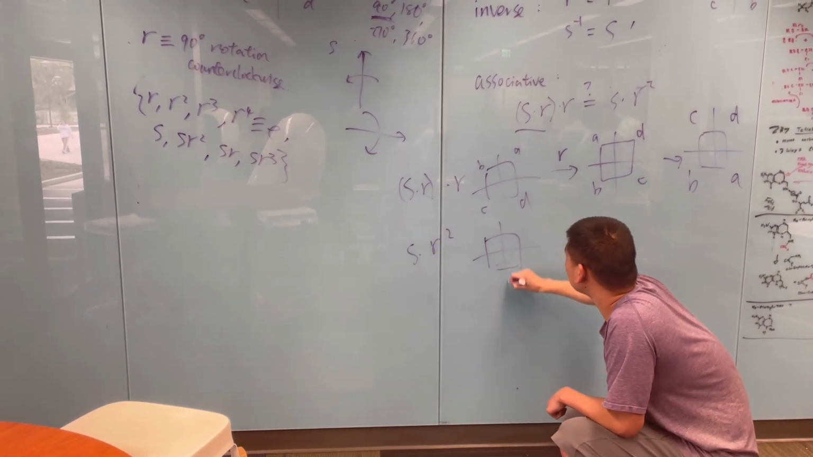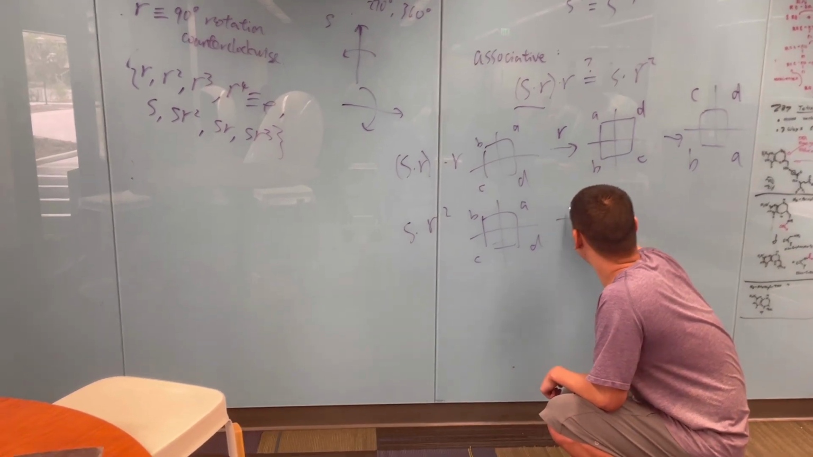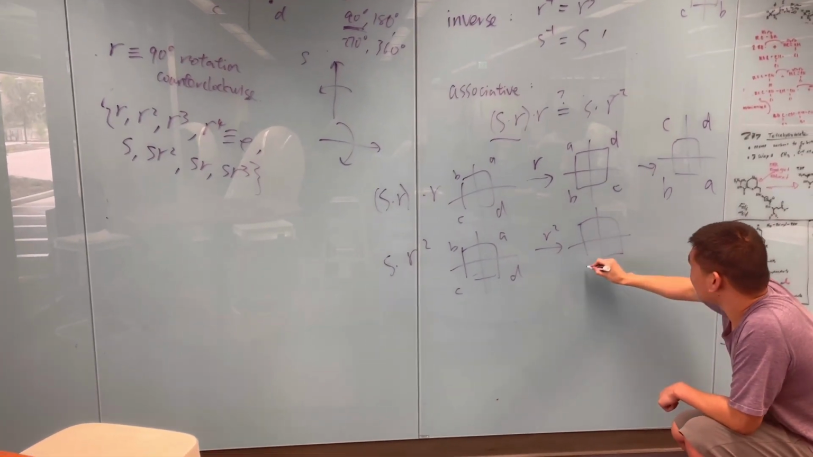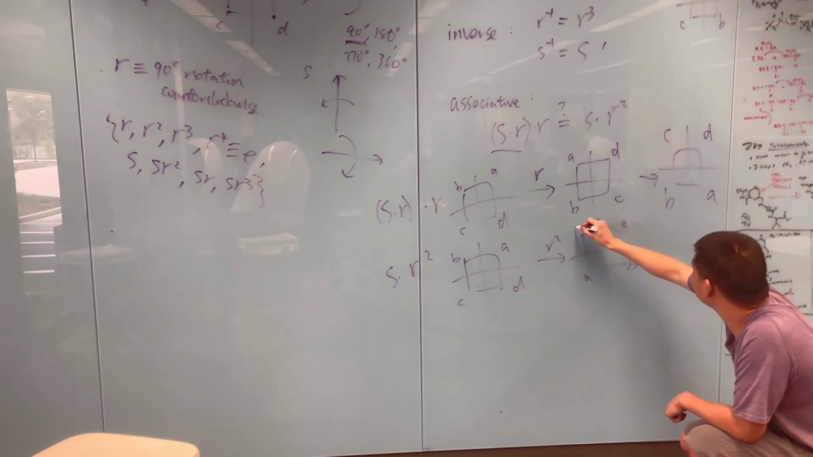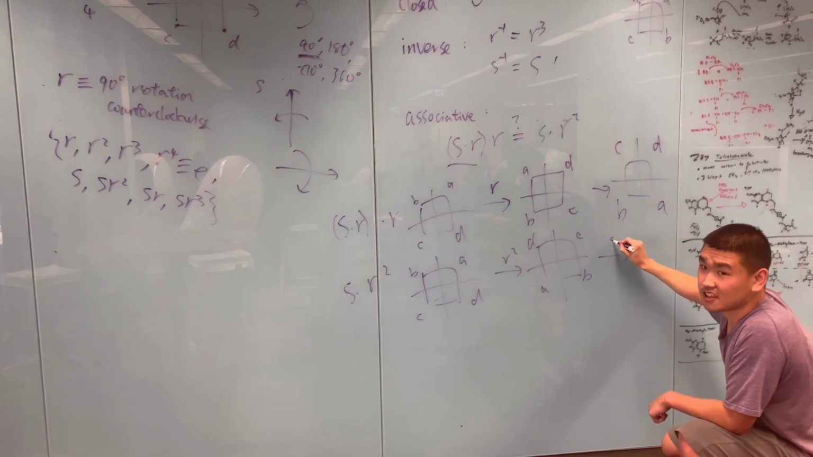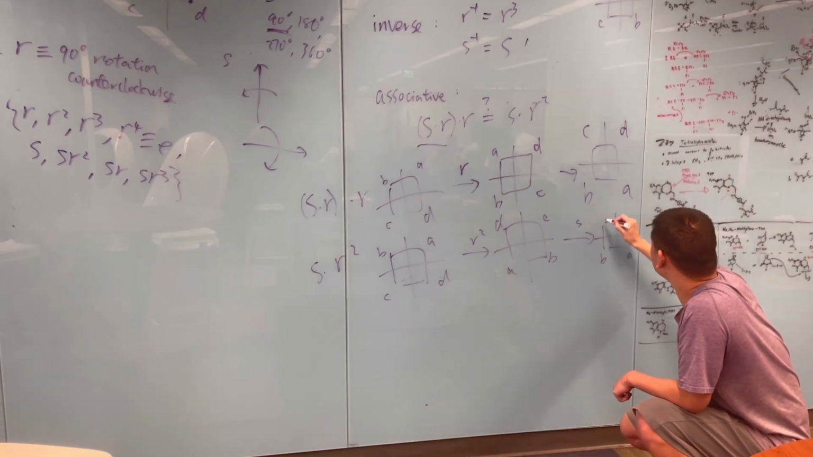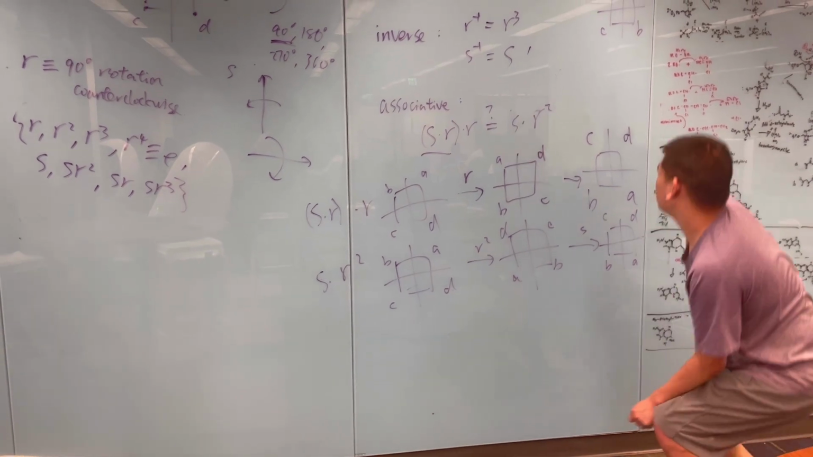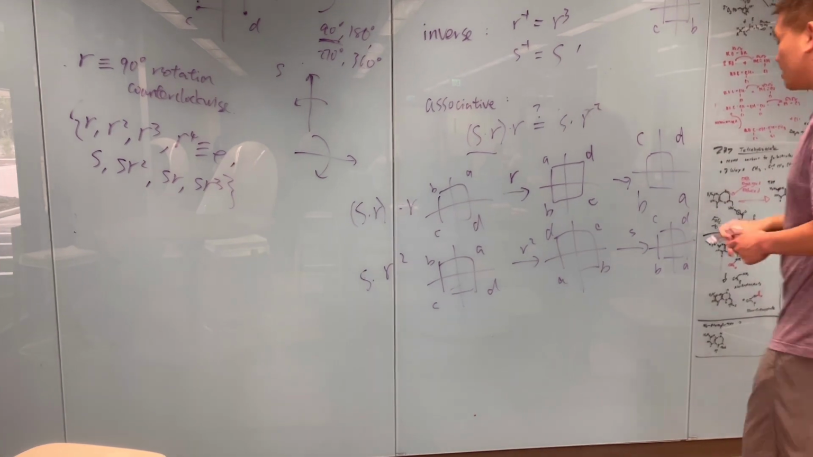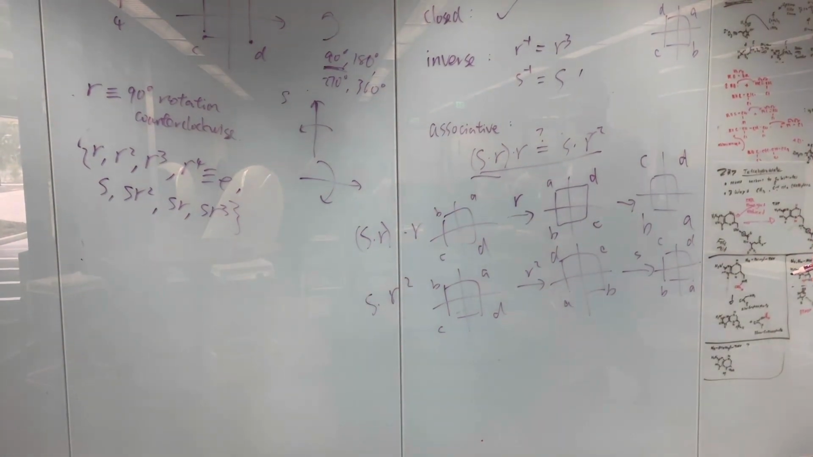Well, we start with the same square. Get A, B, C. And then a reflection. A, B, C, D. So indeed, they get the same answer. And this is a pretty general case because we involve both S and R.